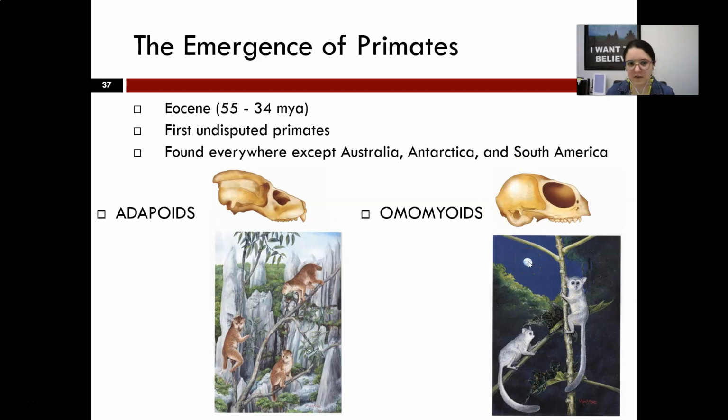It's a very similar diet of insects and fruit. But one of the key distinctions between the adapoids and the omomyoids is that the adapoids are largely considered to have been diurnal, and this is likely because of their small eyes, whereas omomyoids have that nocturnal adaptation.